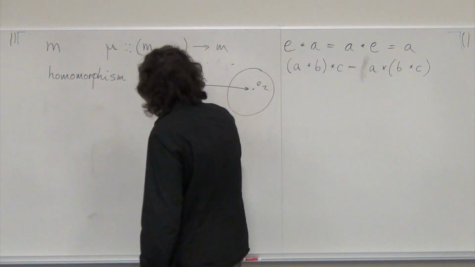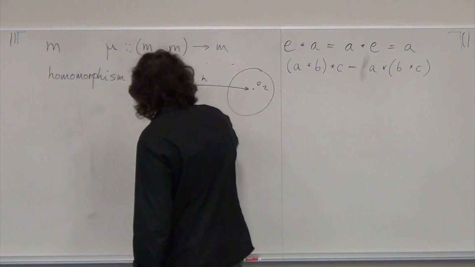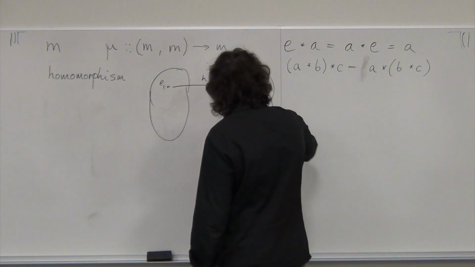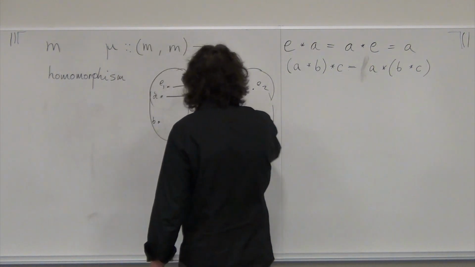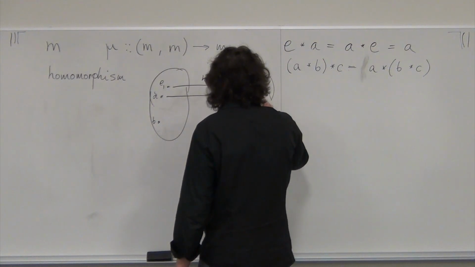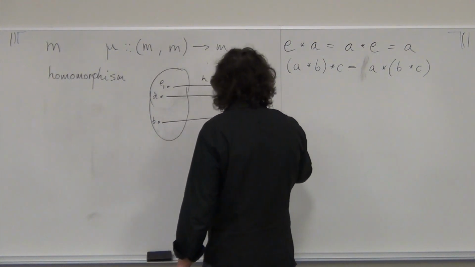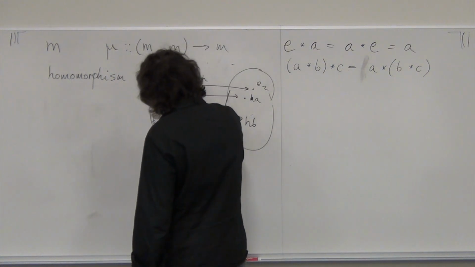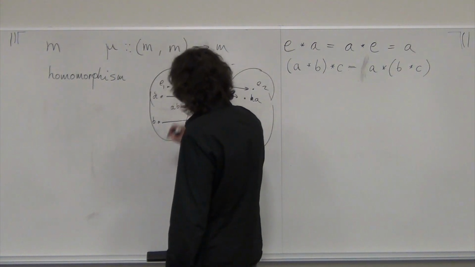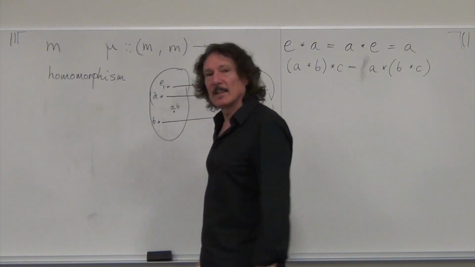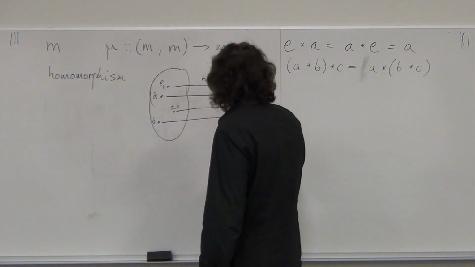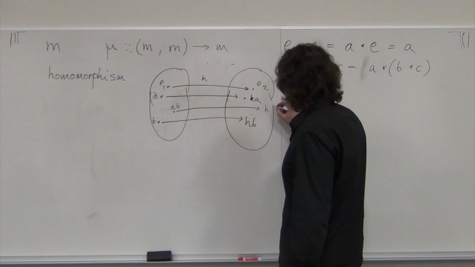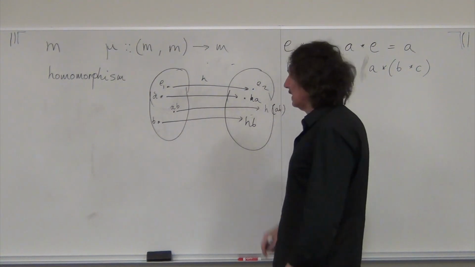Moreover, if we have, okay, I always draw them too small. If we have A and B, then the homomorphism will take A to some HA, and B to some HB. But now we can do multiplication here. We can have A times B. It's another element, potentially. What should this go to? Well, it will go to H of AB.